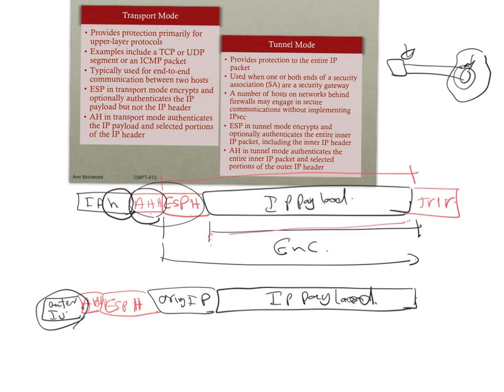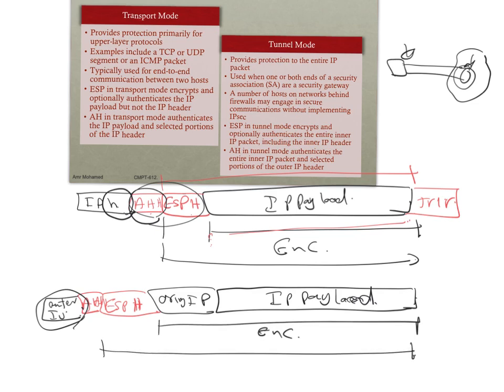Okay, so this is the transport mode and this is the tunnel mode. In that case, the original IP is actually encrypted, so no one sees it. Okay, so this is encrypted. And then this whole part is authenticated, and of course there is the trailer as well, which is the MAC. Okay, so this is the tunnel mode.